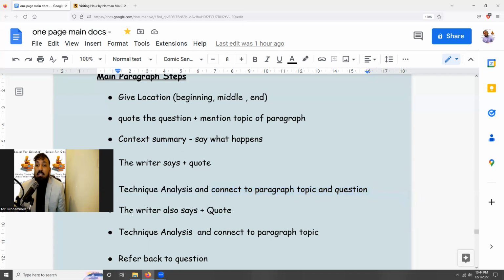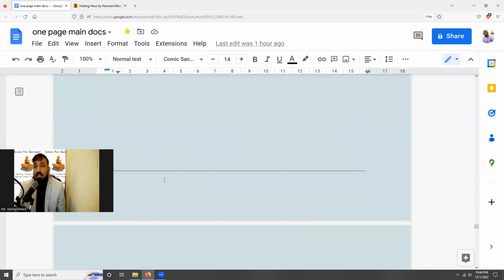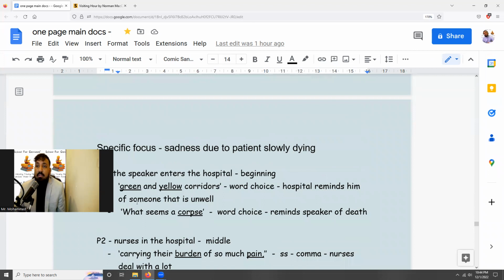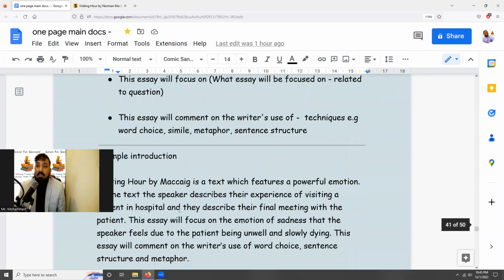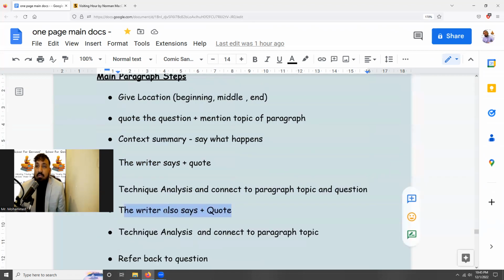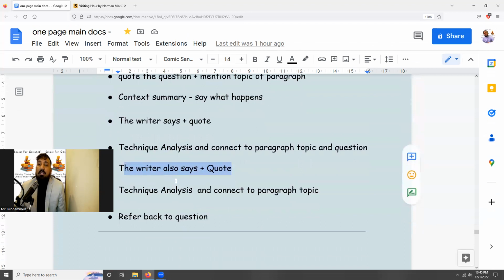And then what you do, okay, is you just repeat that process again. You don't have to go back to the beginning, just repeat this, the writer says, and then technique analysis. With your second quote, the writer also says, and our second quote was corpse, remember? The writer also says, what seems a corpse? And then I go ahead and I analyze it with technique, connect it to the paragraph.